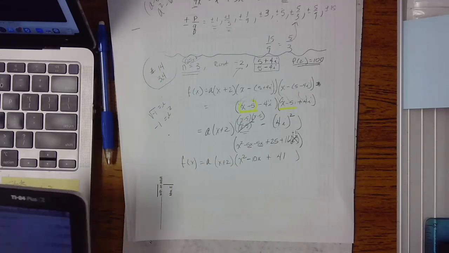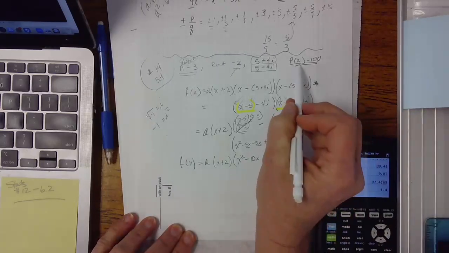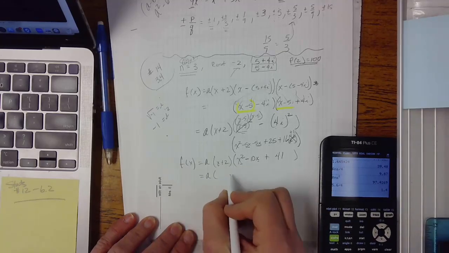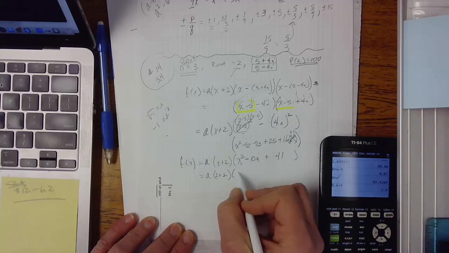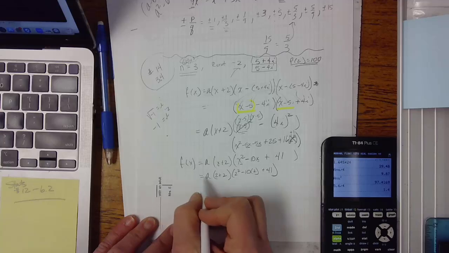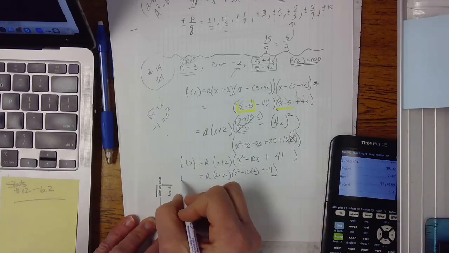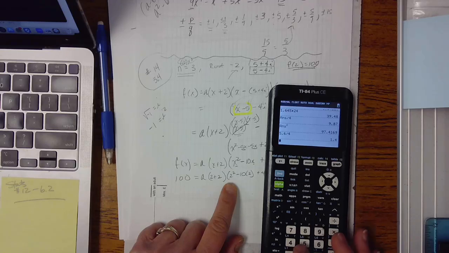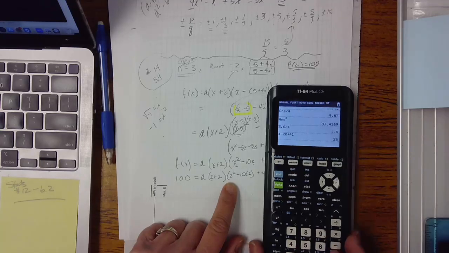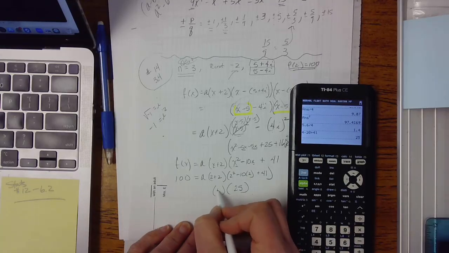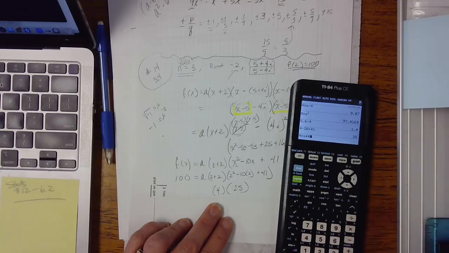Now, remember, that's equal to f of x. That's where I use my knowledge that f of 2 is equal to 100. So that means I need to replace every x value with 2. And so I'm going to have a times 2 plus 2, times 2 squared minus 10 times 2 plus 41, and that is equal to 100. So 2 squared is 4, so 4 minus 20 plus 41 is 25. So I've got 25 times 2 plus 2, which is 4. And so 25 times 4 is going to equal 100.